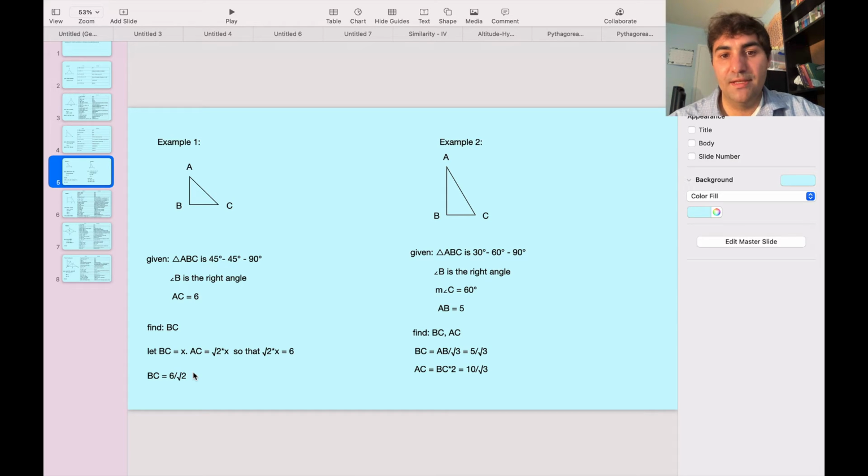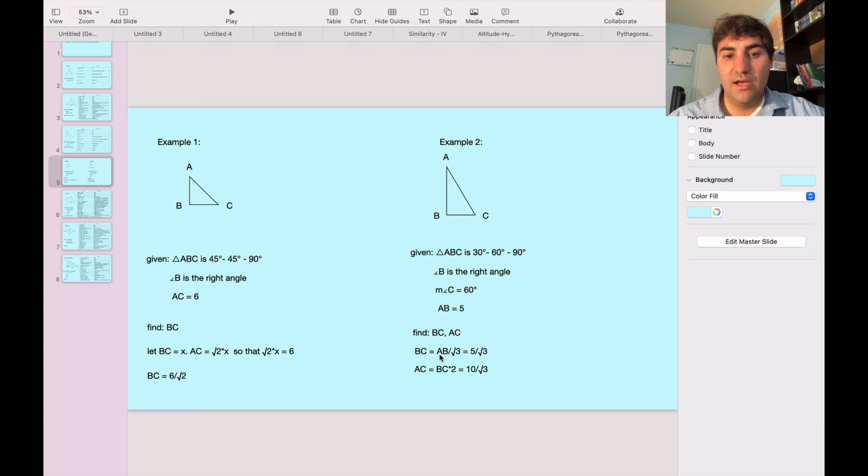Let's do another example. Given triangle ABC is a 30-60-90 degree triangle, angle B is the right angle, measure of angle C is equal to 60, and length of AB is equal to 5. Find length of BC and length of AC. So we know that angle C is going to be 60 degrees and angle A is going to be 30 degrees. If BC is the length, then length of AB is going to be square root of 3 times the length of BC, and the length of AC is going to be 2 times the length of BC.